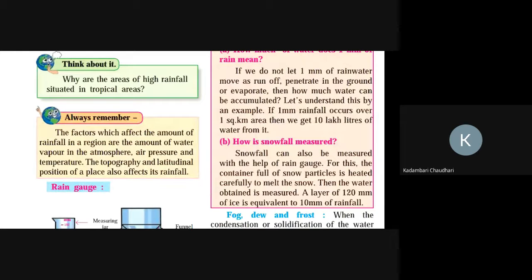Temperature, pressure and water vapor in the atmosphere, these are the important factors for the amount of rainfall in a particular region. Also, the topography and latitudinal position of a place affect the rainfall.